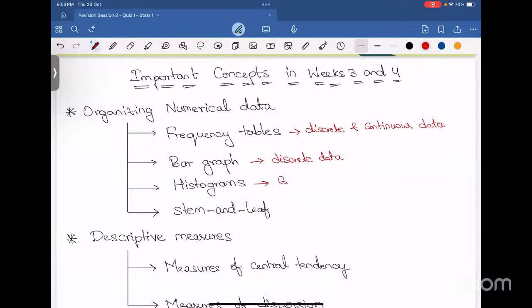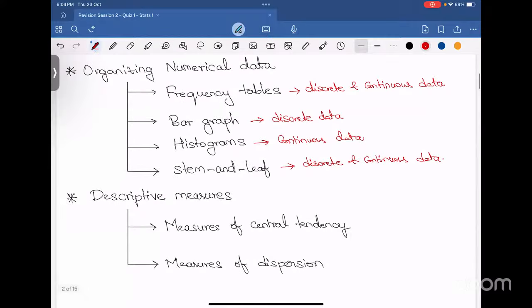Histograms are used for continuous data, and stem and leaf again you can use for both discrete and continuous data. We'll see everything with an example, but representing them is one part. After you represent them in the required tables or graphs, you should do some descriptive analysis.